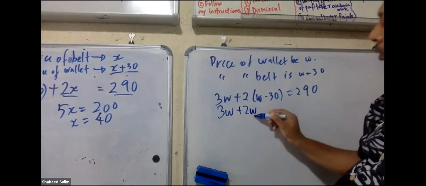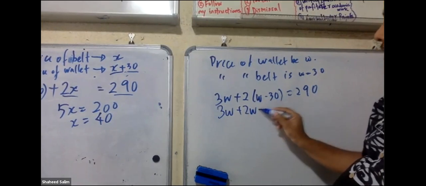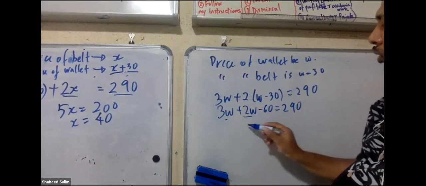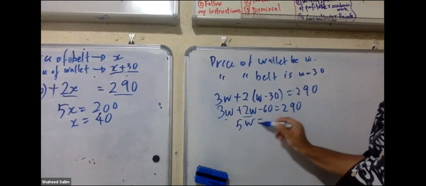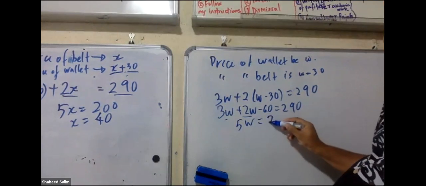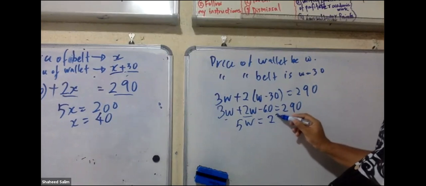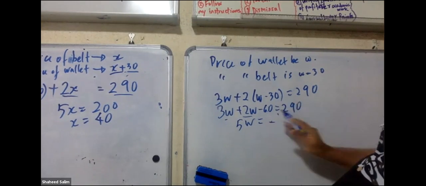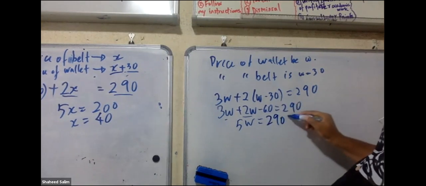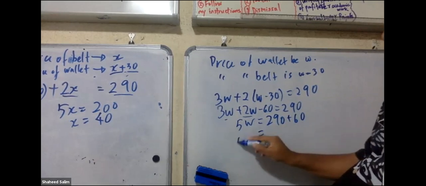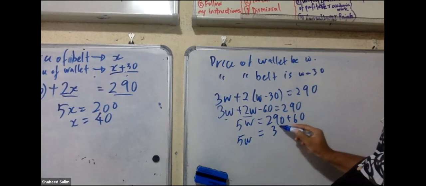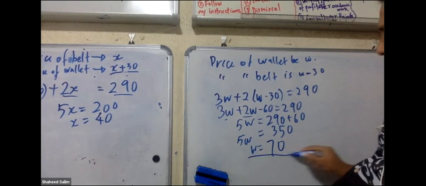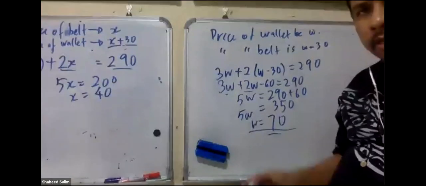Plus 2W, 2 times 30 minus 60. 3W plus 2W equals to 5W. You bring the 60 over. You bring over 60, it becomes plus. Minus becomes plus, right? So 290 plus 60. So 5W is 350. So 1W, 350 divided by 5, is 70. So correct also. It's a correct answer.